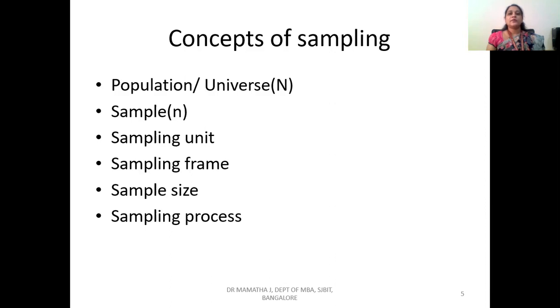The other name for sampling frame is list of sources. It is from where you get the information or the database about your sample. You know you have to draw so many samples. Customers, employees or students are your sample. From where do you get the information or the data about these things? You have to search for a sampling frame.